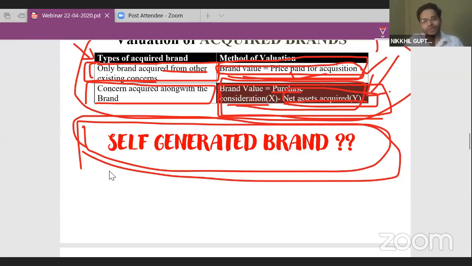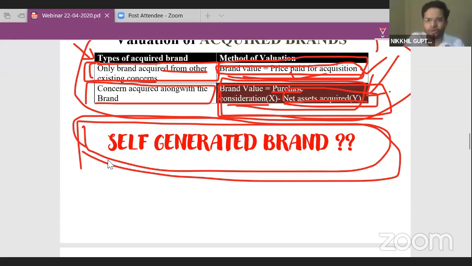So in the accountants' world, guys, self-generated brand is ignored. It's not recorded. Accounting standards are against recording self-generated brand or self-generated goodwill or any other self-generated intangible asset. The accountants are against recording all the self-generated intangible assets. They ignore everything. They consider it as zero.